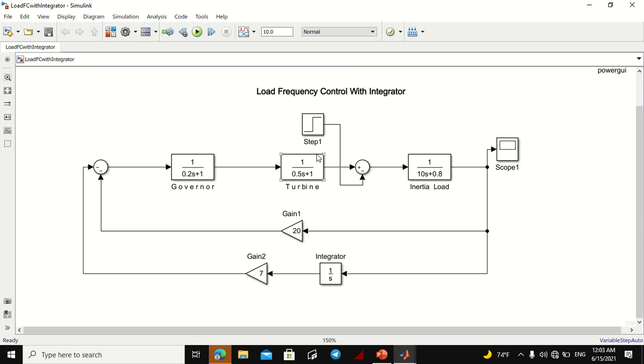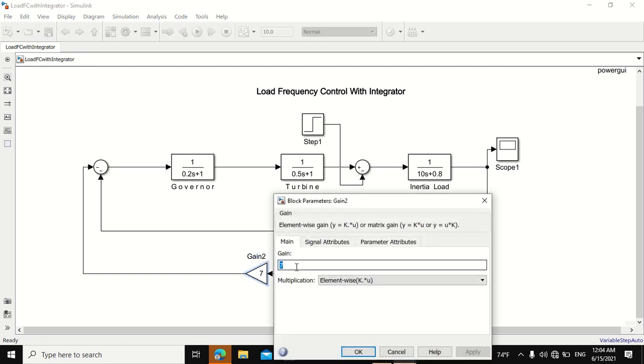Here we have the single line area integrator. The frequency in PV and PL is controlled also with the integrator. The gain for the integrator. This gain can also be changed.